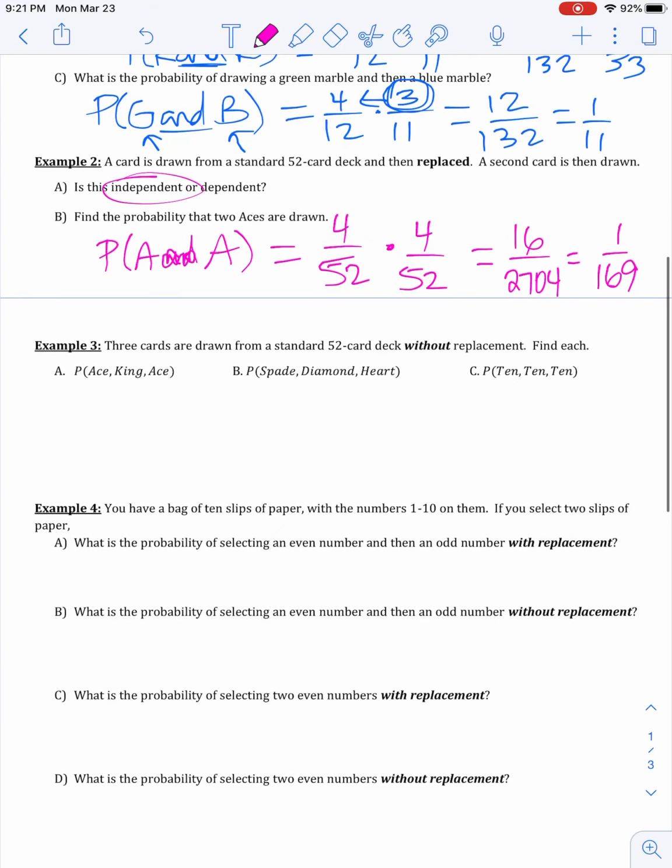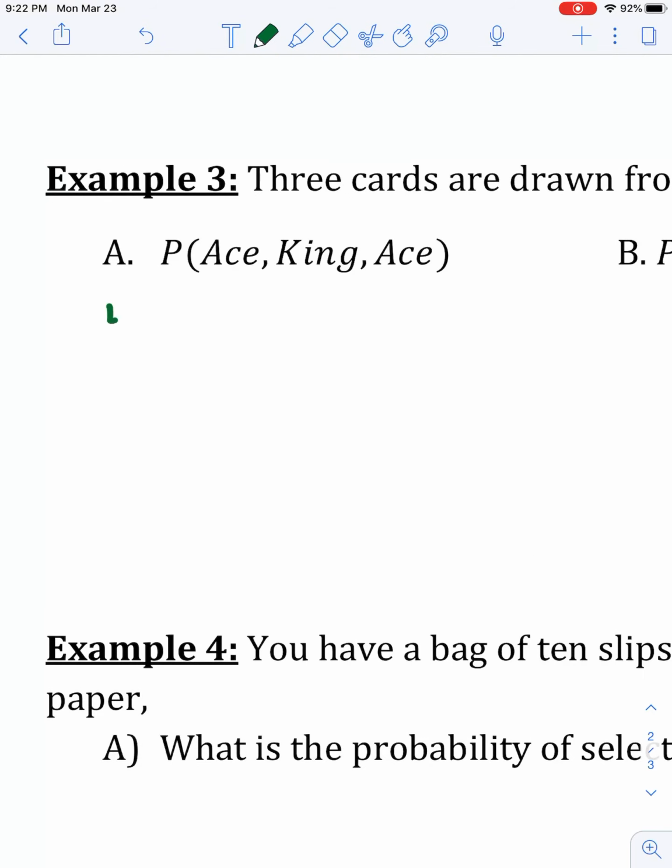All right, example 3 says 3 cards are drawn from a standard 52 card deck without replacement. Find each probability. So without replacement means it is going to depend each time on what the previous cards were picked to be. So we're going to be changing our denominator each time and going down by 1. So the probability of getting an ace is 4 out of 52. Now, given an ace is gone, there's only 51 cards remaining. What's the probability of a king? Well, there's 4 kings out of those 51 cards.